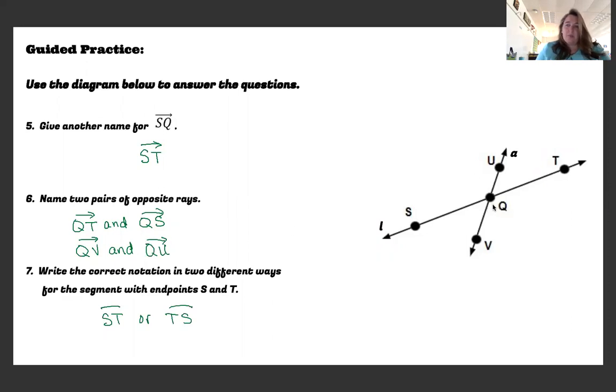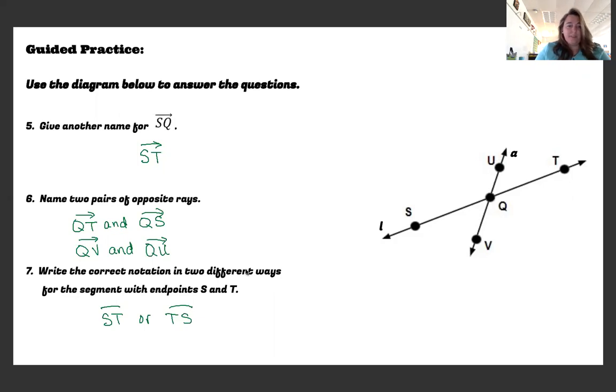Name 2 pairs of opposite rays for our next one. So opposite rays, remember, have to have the same beginning point. So your first letter has to be the same. And then the infinite direction on the ray has to be opposite for the 2 of them. So QT goes over here off to the northeast, and QS goes off to the southwest. So QT and QS have exactly opposite directions. Another pair would be QV, heads kind of southwest here, and QU heads a little bit northeast, so exactly opposite directions.